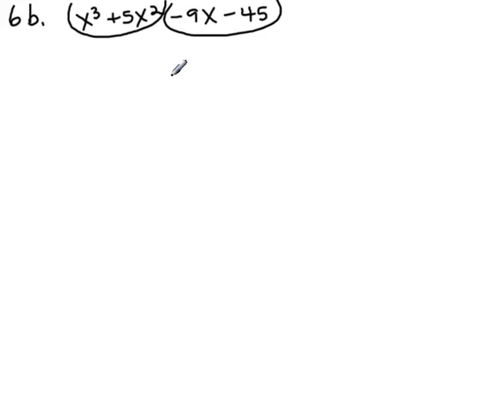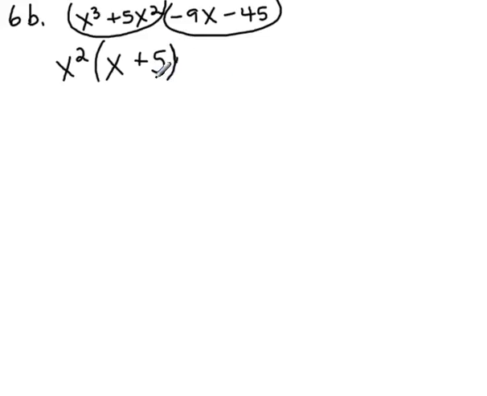Now you don't have to circle them like that, but those are what I'm going to look at to begin with. So I look at x cubed and 5x squared. My GCF of those is x squared. So I'm going to factor that out, and then I say x cubed divided by x squared gives me x. Bring down my 5. 5x squared divided by x squared leaves me 5. That's what I factored out of the first 2.